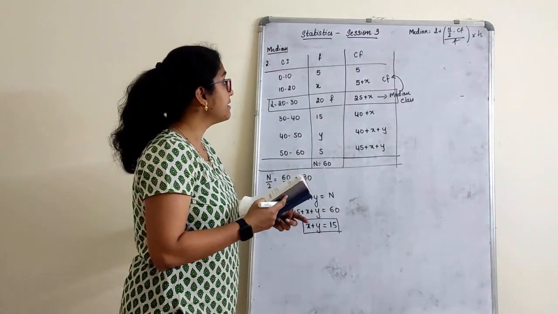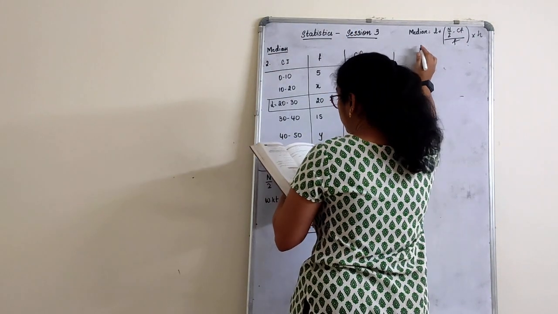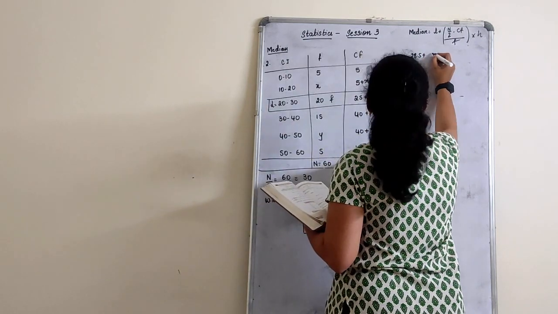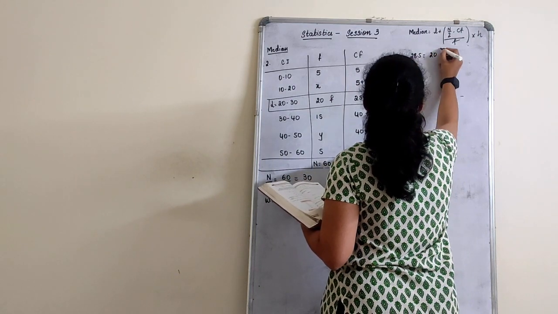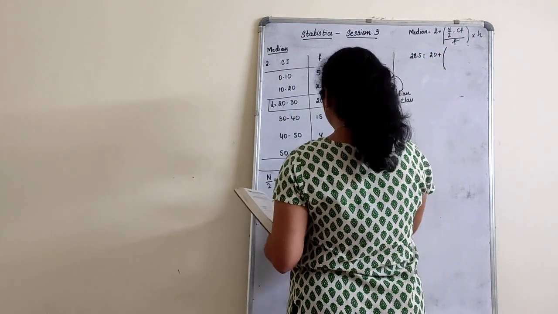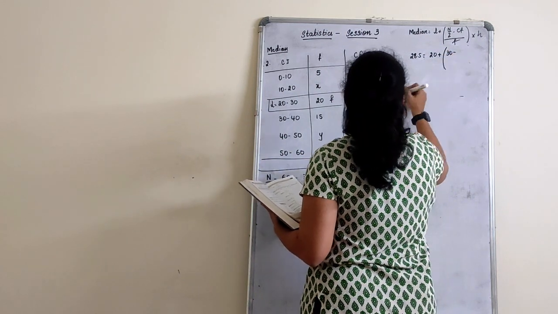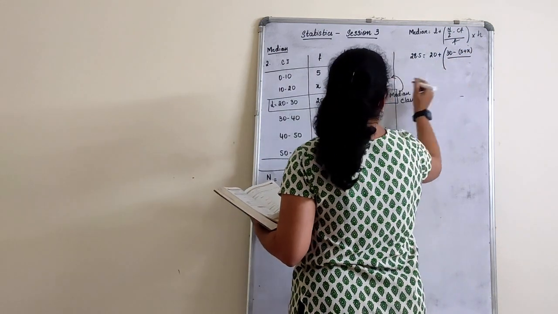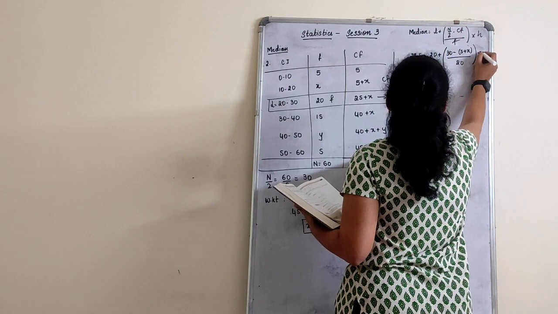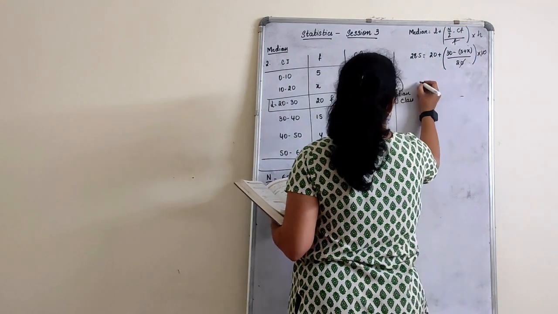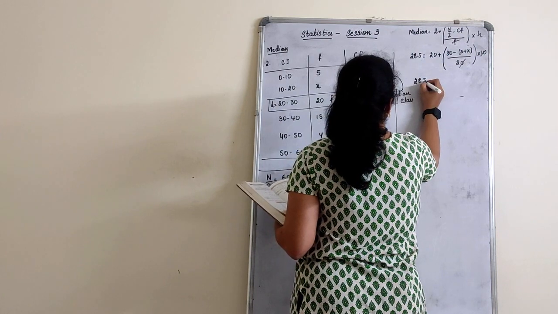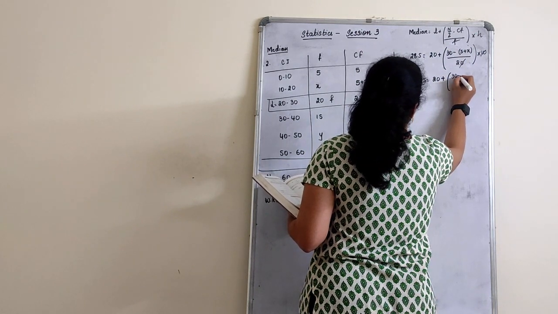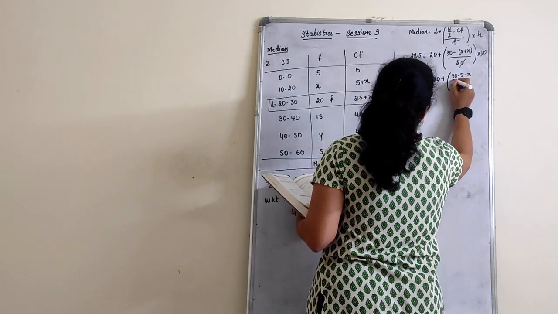Then let us use the usual median rule. Median in the question is given as 28.5. Lower limit is 20, plus n by 2 is 30, minus CF which is 5 plus x, divided by F which is 20, times the interval 10. 0, 0 cancel. 28.5 is equal to, don't cancel this 20 and 20, plus sign is there. So this is 30 minus 5 minus x divided by 2.